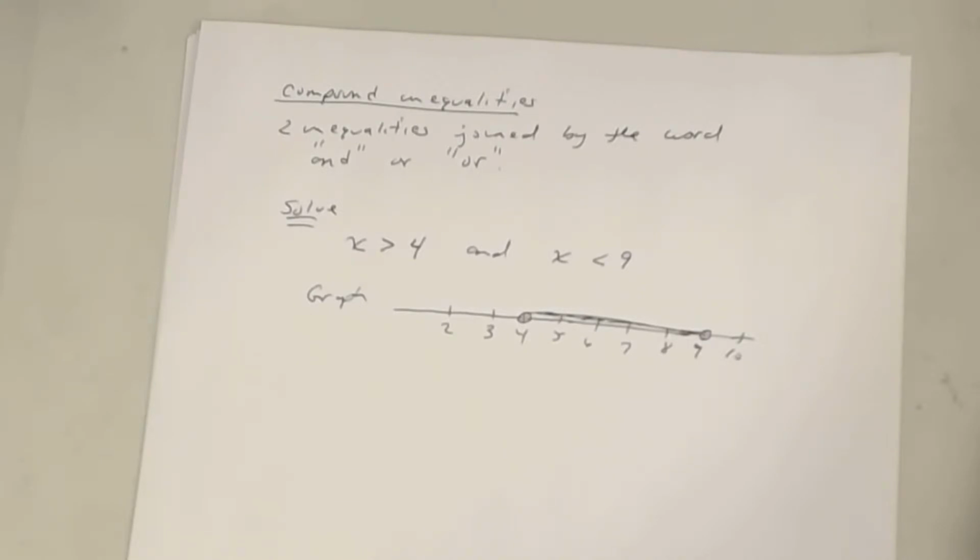So when you do these compound inequalities, you're going to solve for x, and then you look at the word, either "and" or "or". Now "or" means something different, but we're only working with "and" right now. You look at what the solution is, and you're going to graph the solution.